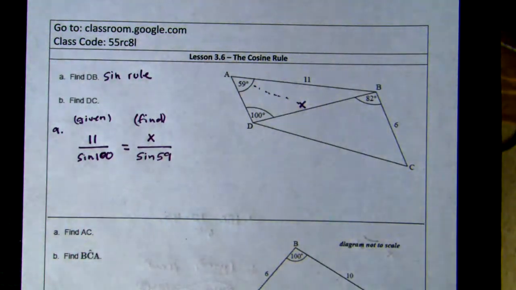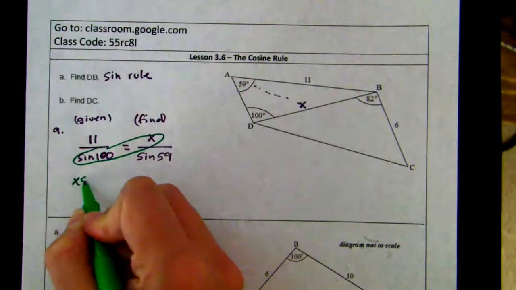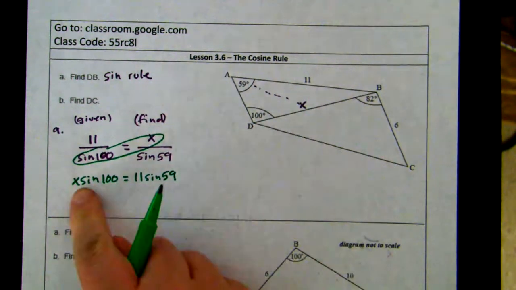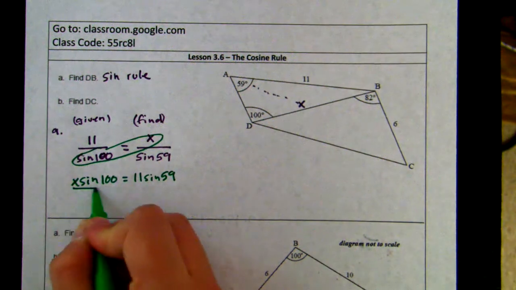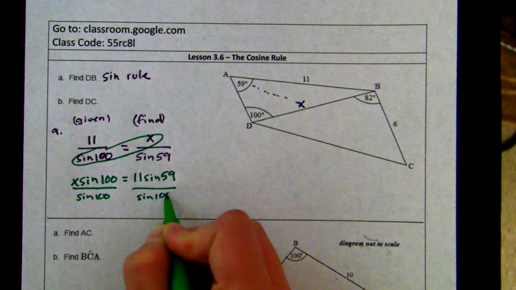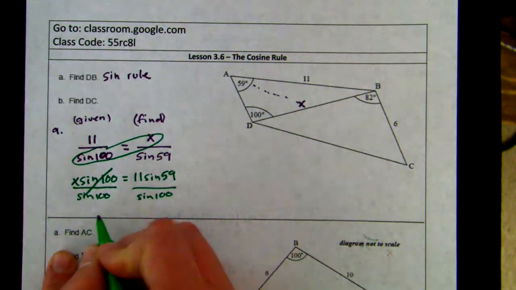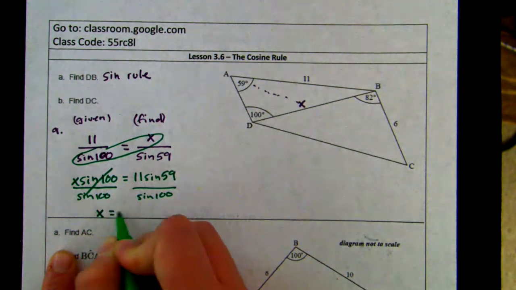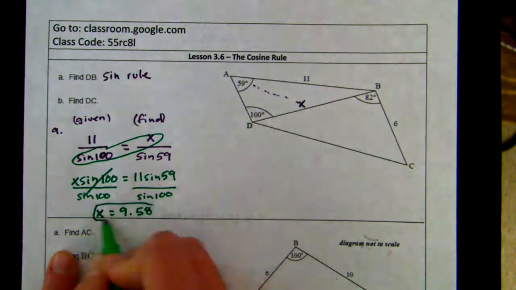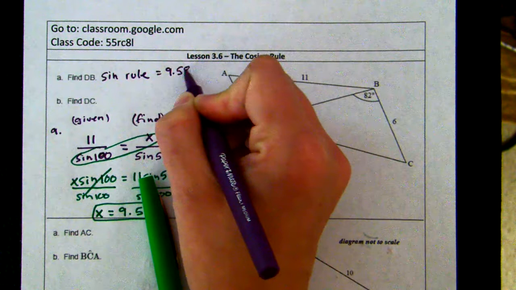Again, I've got a single fraction equal to a single fraction, so what I'm going to do here is cross multiply. I get x sine of 100 is equal to 11 sine of 59. I've got to get x totally by itself, so I'm going to divide by sine of 100 on both sides. This cancels. You can leave your answer like this, but if I pop this into my calculator, I get x is equal to 9.58. That's what I'm rounding it to. So this side is equal to 9.58.